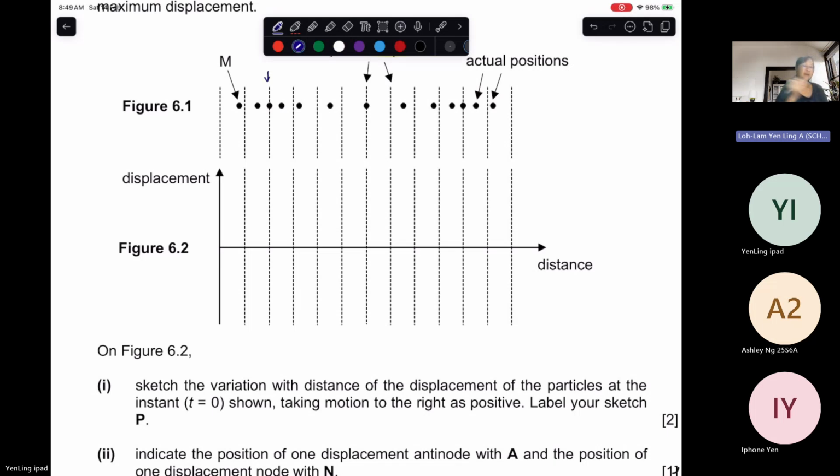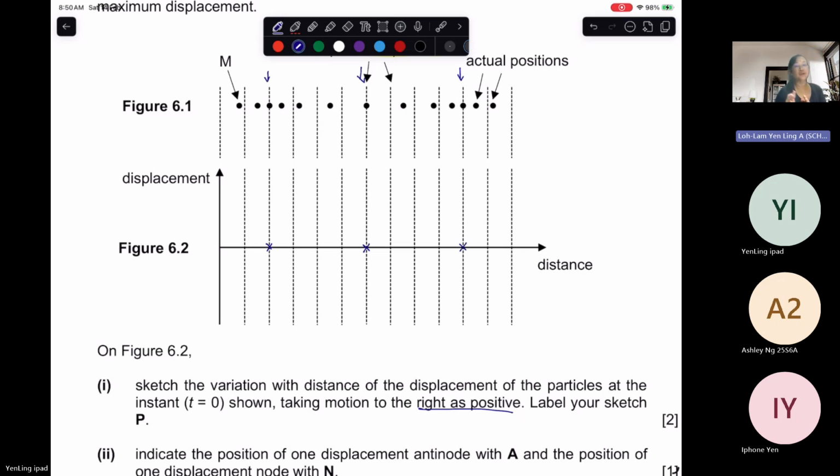Then we need some convention subsequently. We are going to take right as positive according to the question. So there is precisely only one graph. Those at the equilibrium position will be this particular dot and this particular dot, and this particular dot as well, and you can mark them down. This is at equilibrium position, so the displacement is 0. Equilibrium position, displacement is 0. And equilibrium position, displacement is 0.